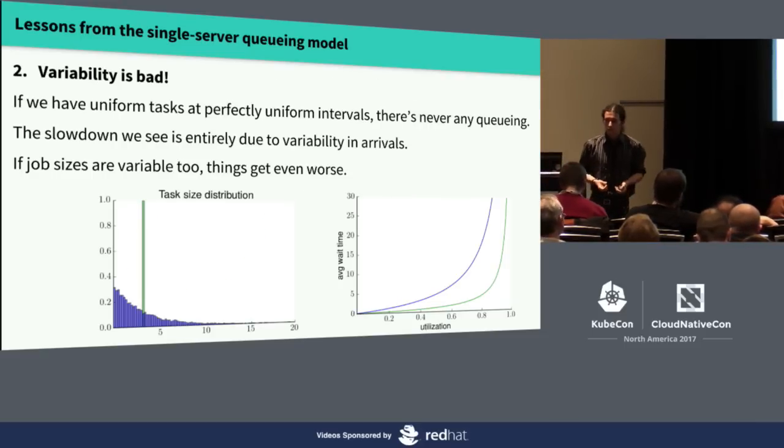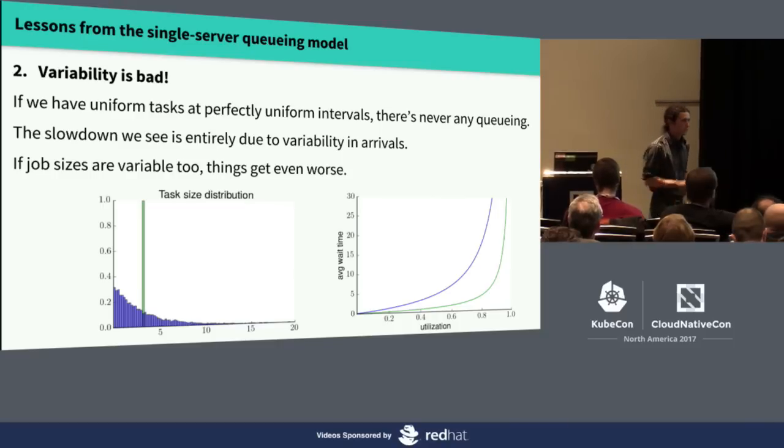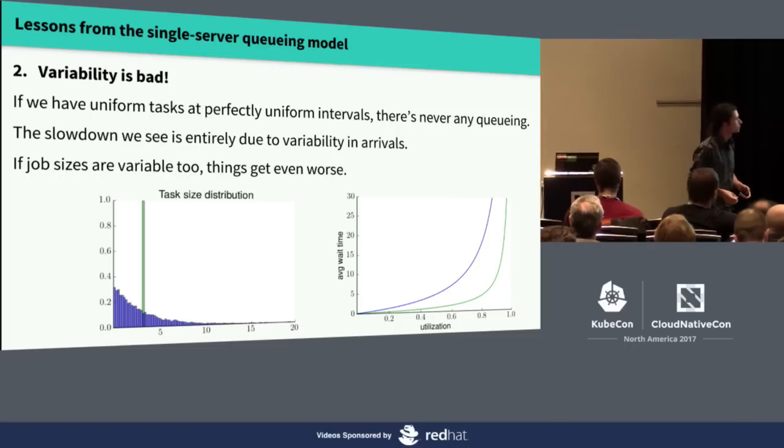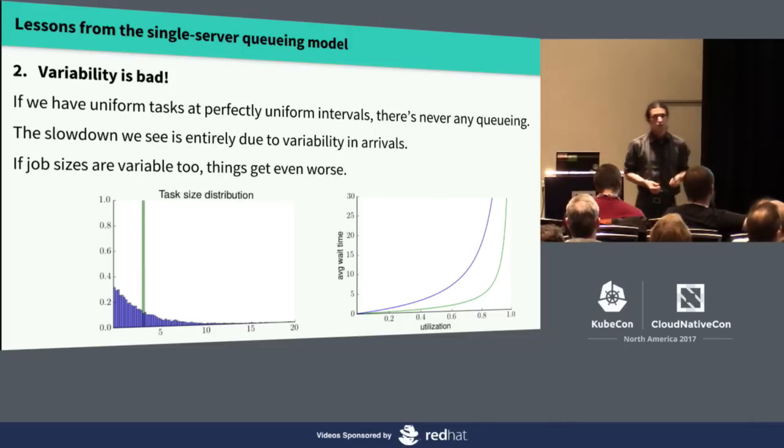The second lesson is that variability is bad. Remember, our tasks were arriving at random, but if they just showed up at perfectly spaced intervals every 200 microseconds or something, tasks would never have to wait, even if the server is highly utilized. Unfortunately, that's not what happens in reality. So the slowdown that we see is because arrivals are variable. Similarly, we can show that if job sizes are also variable, things get even worse.